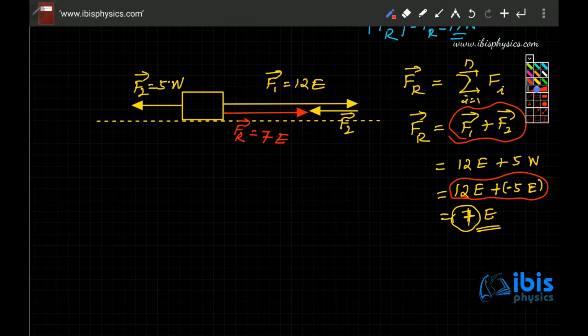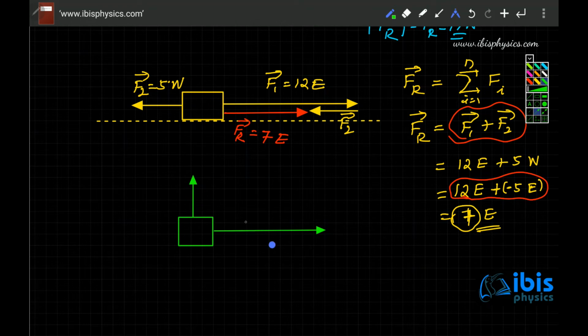Then what if the case is slightly different? Suppose here is the same block, this is north, this is east, this is the plane on which it is kept, and you are applying a force of 12 Newton towards the east, and your friend is applying a force of 5 Newton towards north, and the block is going to go in between, this way.